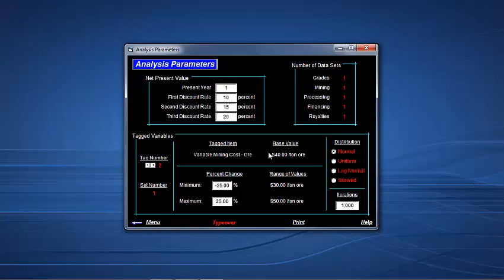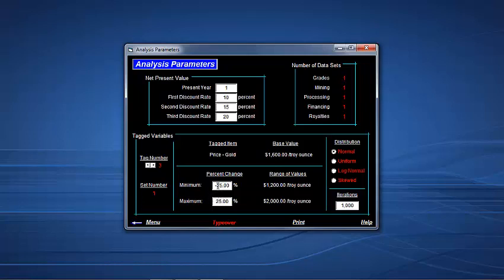Do something similar with the mining cost. We'll say it varies from, through our estimate, we won't be any cheaper than $30 per ton, but it shouldn't cost us more than $44 a ton. But again, our most likely value is the $40 per ton, so we'll skew that distribution as well.